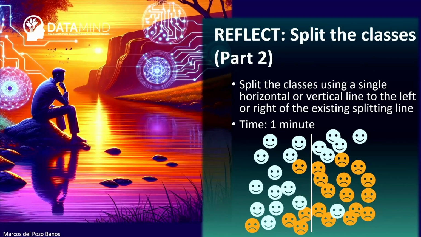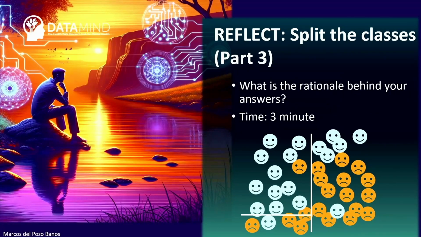Now, using a further vertical or horizontal line to either the left or the right of the existing vertical line, further split the samples into the two classes. Again, potentially this is the type of solution that you came up with. Now, think, what was the rationale behind your answers?